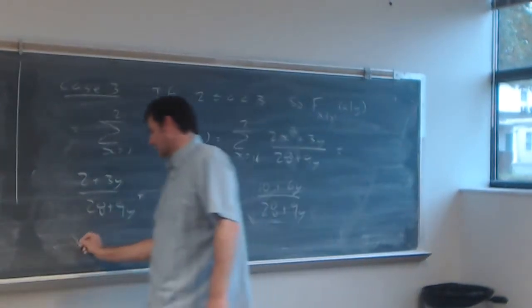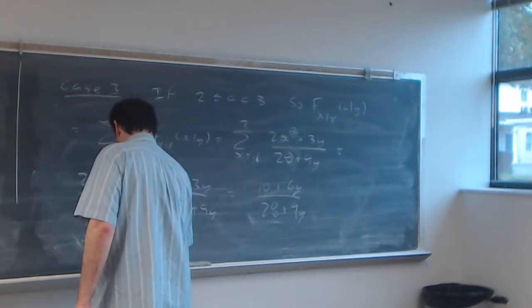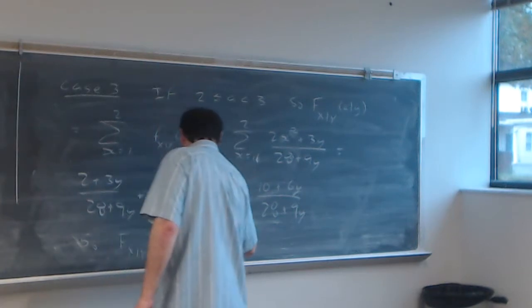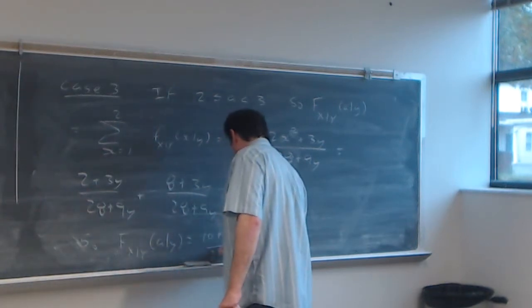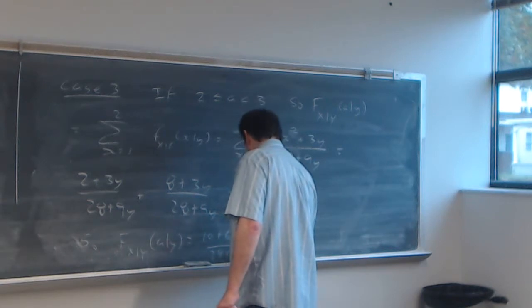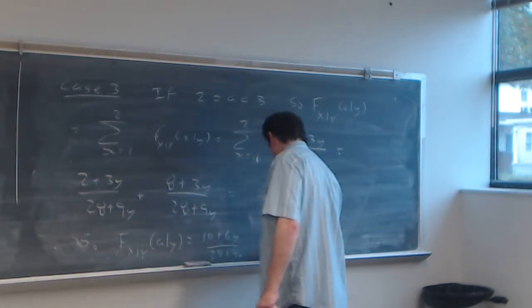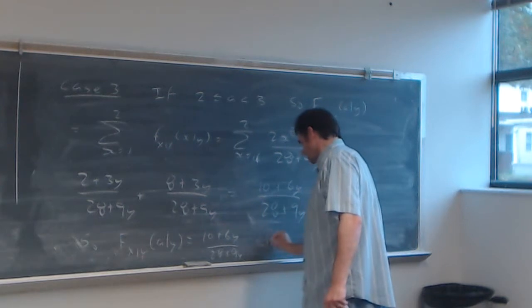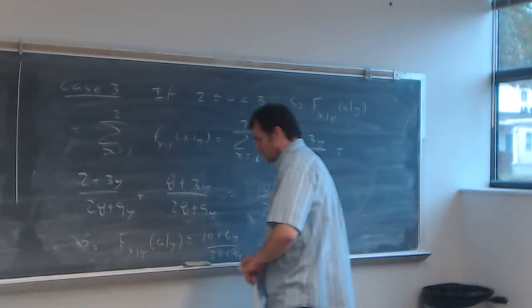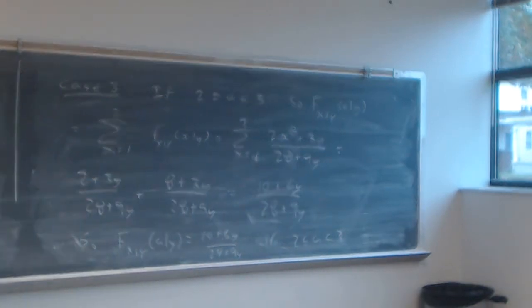So again, summarizing, big F of a given y is equal to 10 plus 6y over 28 plus 9y, if 2 is less than or equal to a is less than 3. So one more case to consider.